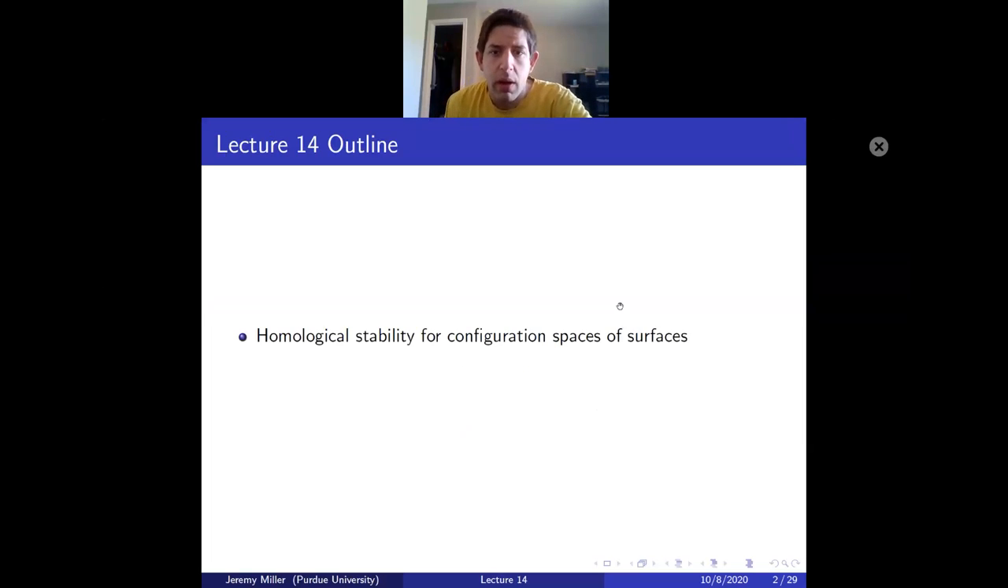Okay, so today we're going to prove homological stability for surfaces. We proved homological stability for configuration spaces of points in R2 last time, and today we'll prove it for orientable surfaces, and then I'll talk a little bit about how to prove it for general manifolds. Again, everything here is non-compact.